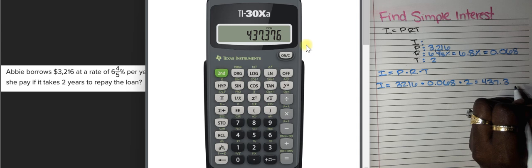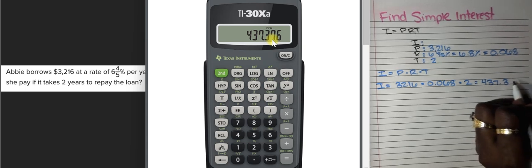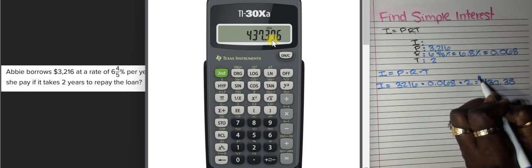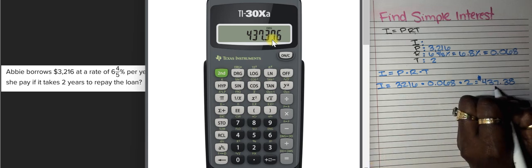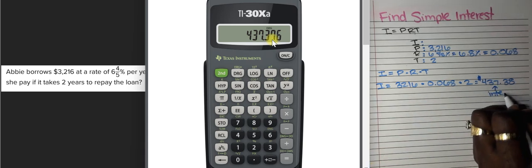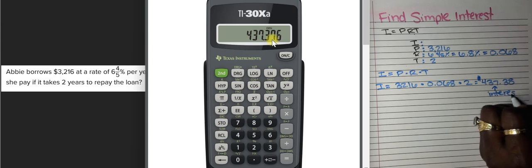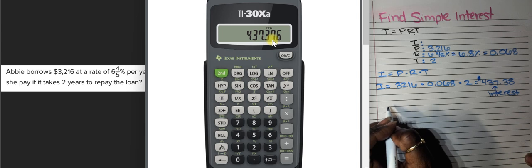$437.30. Let's see. We have a 7, but next to the 7, we have the 6. So we're going to round that up to an 8. So 38. All right. So that means that the interest she's paying is going to be $437.38.